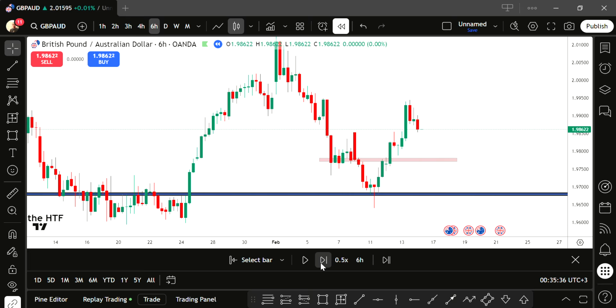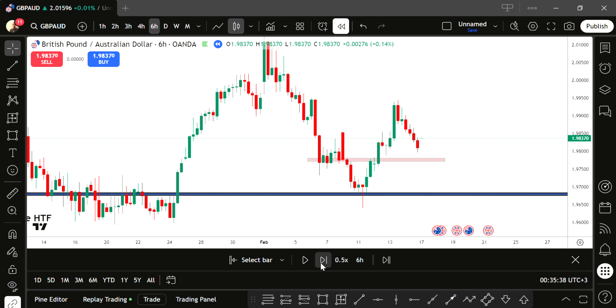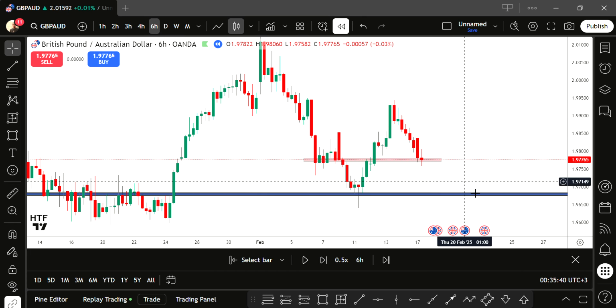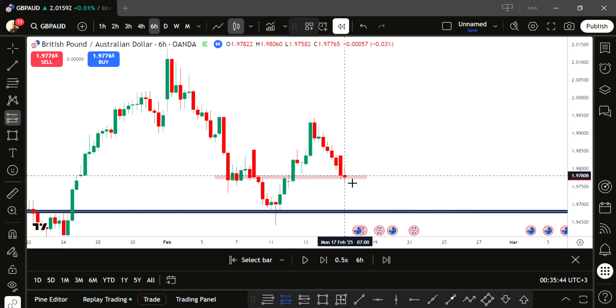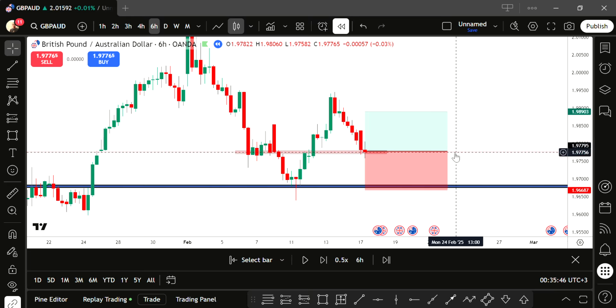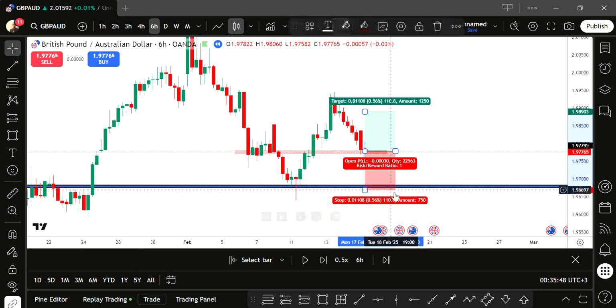Let me see if price comes back down. I think it comes back down, then it reacts from this zone very well. So now your entry, your clearest entry is here. After waiting for I don't know how many days, almost 3 weeks, your clearest entry is there.